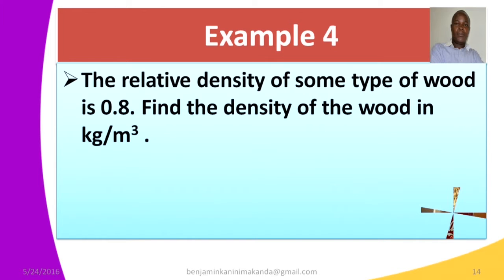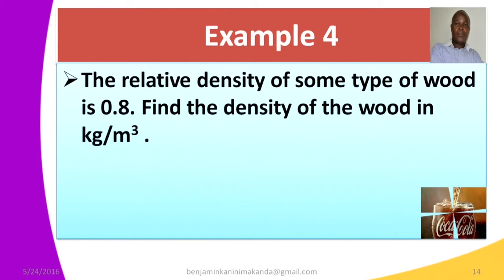At this point, before you go to the solution, I have to let you know this. We have to calculate the density of the wood in kilograms per meter cubed. You have not been given the density of water. The density of water is always 1000 kilograms per meter cubed or 1 gram per centimeter cubed, right somewhere there.